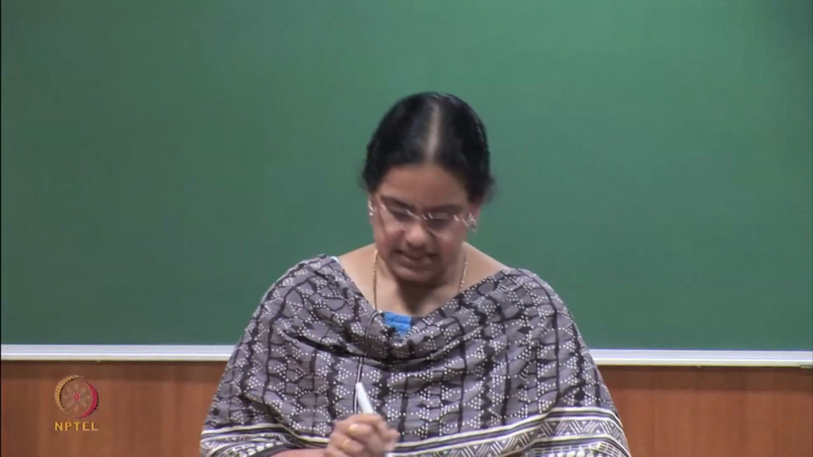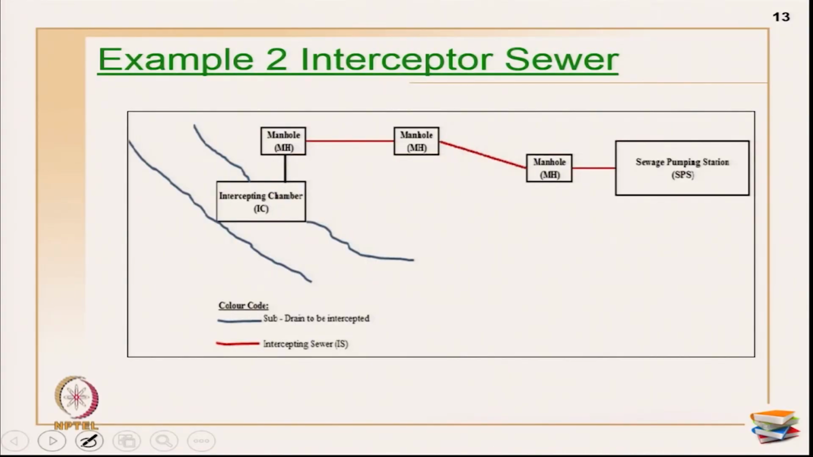Now, I am going to take the next example. The next example is on an interceptor sewer. Okay. This is a very simple example. I have shown this example in a different form in the earlier classes. Primarily I have 4 components. Okay, I am going to work at component level. So, I am only showing the components.